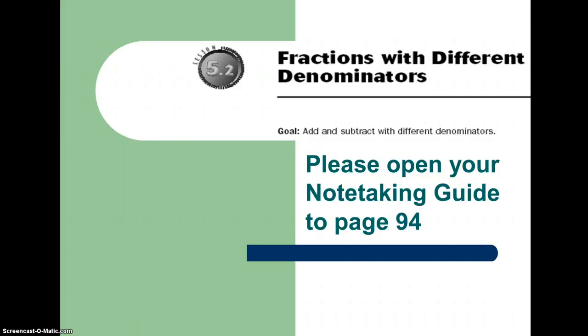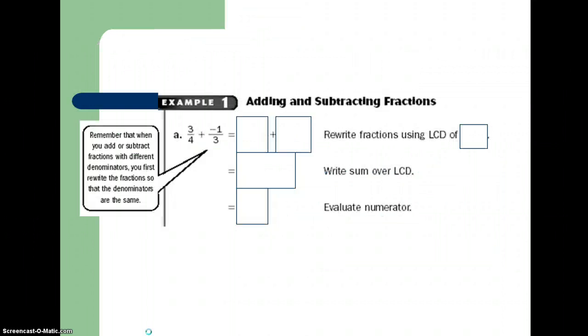Lesson 5.2, fractions with different denominators. When you add or subtract fractions with different denominators, remember you first need to rewrite the fractions so that the denominators are the same. To do that, we find the LCD. So let's refresh our memories about how to find the LCD.